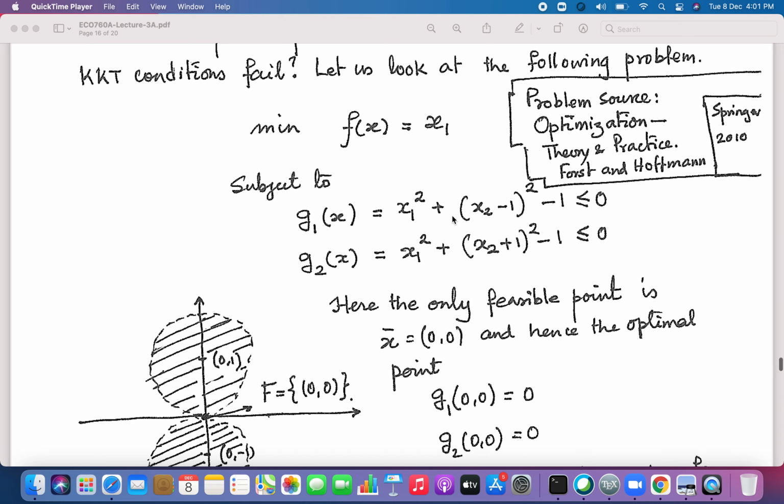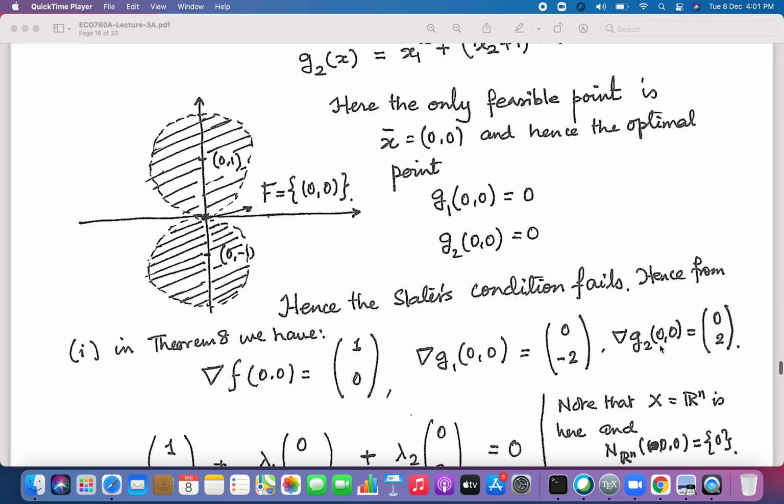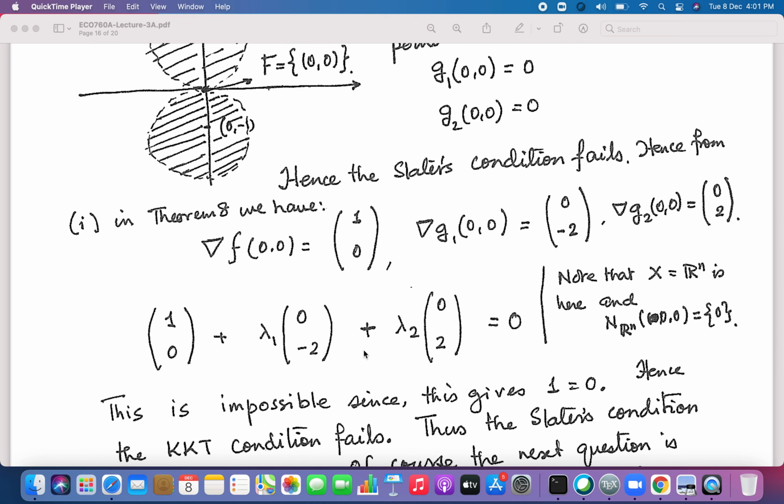If I put 0 in 2x2 minus 1, I'll get minus 2. So I'll get 0, minus 2, and grad g2 at 0 0, I'll get 0 2. Now if I add them, what I have to do is find lambda 1 and lambda 2 such that grad f(0,0) plus lambda 1 times (0, minus 2) plus lambda 2 times (0, 2) equals 0. Here capital X is equal to Rn, R2.